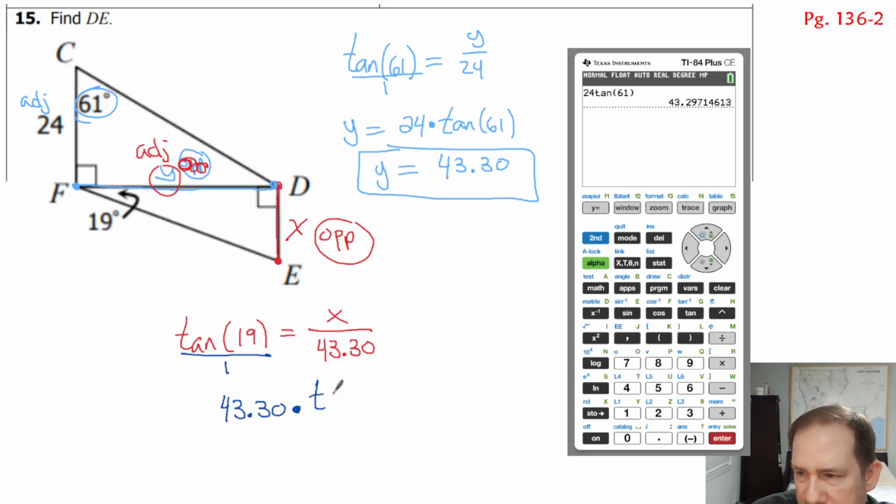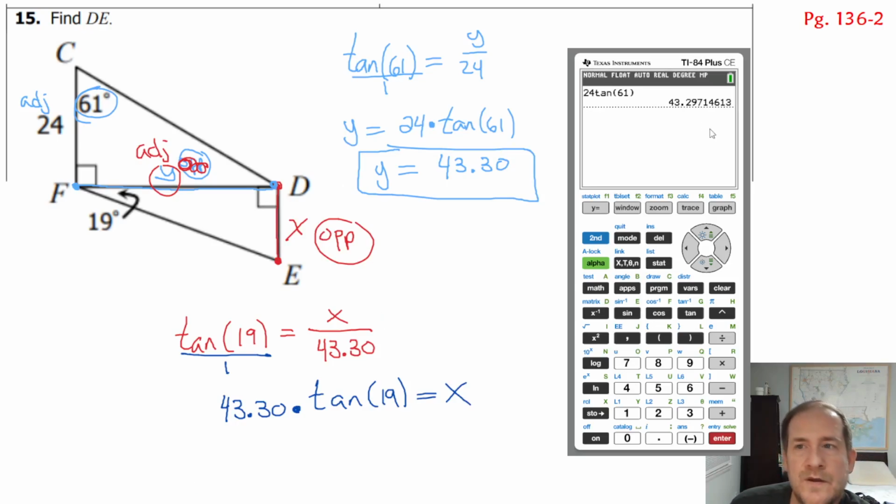We're going to multiply by tangent of 19 and just set that equal to X. And our calculator will do that work for us. In fact, we still have the 43.30 in our calculator. So if we just hit times, it'll grab that old answer we already had, and we can multiply it by 19. And our answer will be a little more precise if we do it this way.